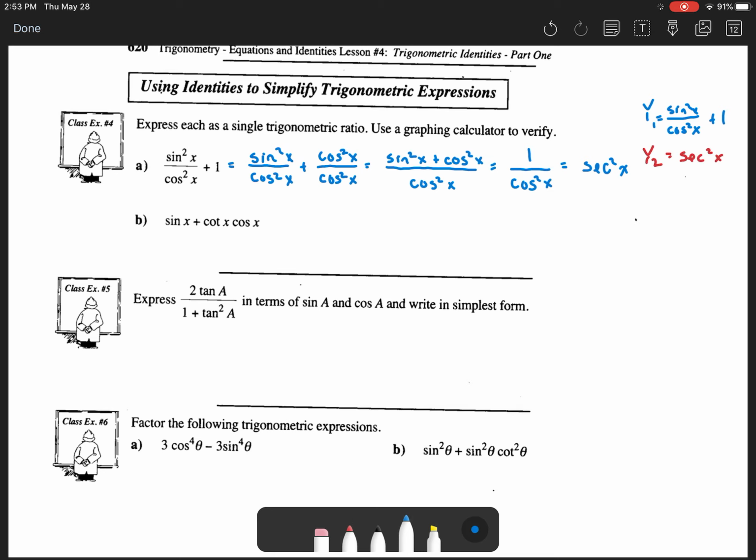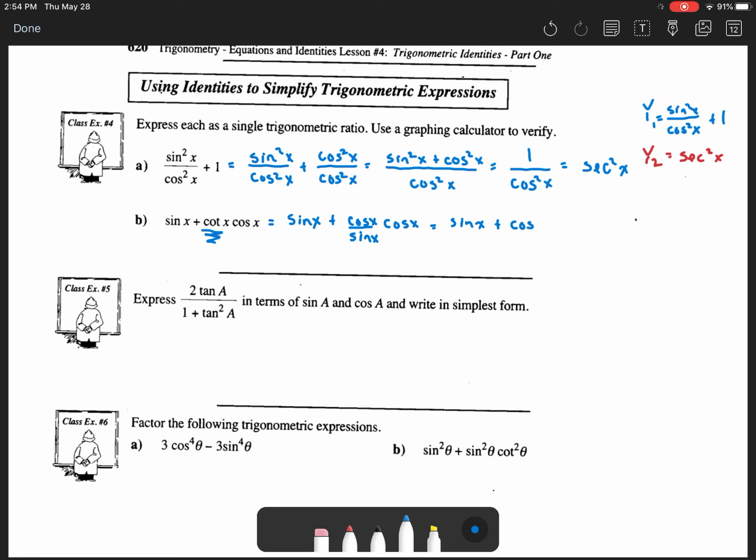Now in B, we have sine of x plus cotan of x times cos of x. So a good rule of thumb to always look at whenever we have cotan of x's or tan of x's is to rewrite them in terms of cos and sine. So what I mean by that is the following. I'll keep that first sine of x as it is, plus, well, I know cotangent of x is actually cos of x over sine of x. So there is the cotan of x, and I'm still multiplying that by the cos of x. So I rewrote the cotan of x as cos of x over sine of x.